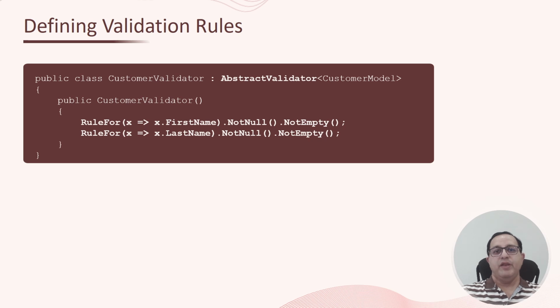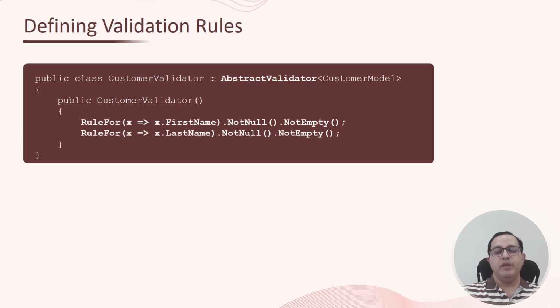To specify a validation rule against a certain property, you can use the built-in method RuleFor by passing a lambda expression that specifies the property you want to validate. For example, to ensure that the first name and the last name properties are not null or empty, we are passing them as an expression inside the RuleFor method. And then we are using the two built-in methods NotNull and NotEmpty to make sure that the first name and the last name property values are provided.